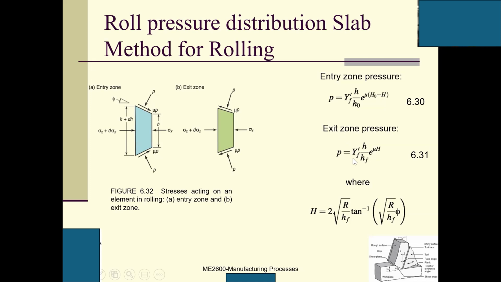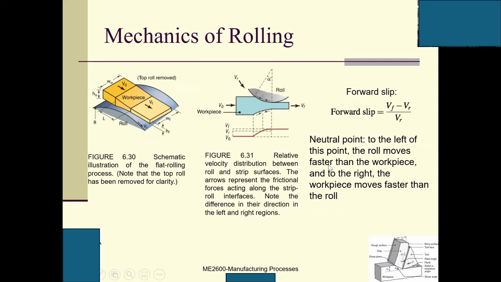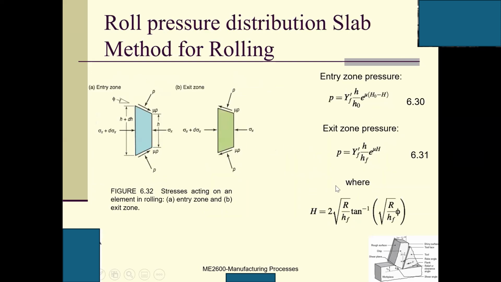The exit zone pressure can be given by this equation. This H is given by this equation, and it is related to R and HF. HF is the final height, and R is the roller radius. As I said, these equations can be obtained using the force balance equation if you are interested, but I will not ask you to derive it. You can just use these three equations to calculate the pressure P.